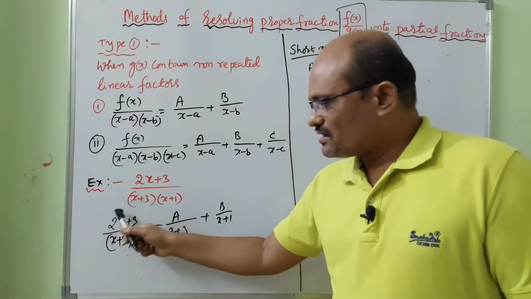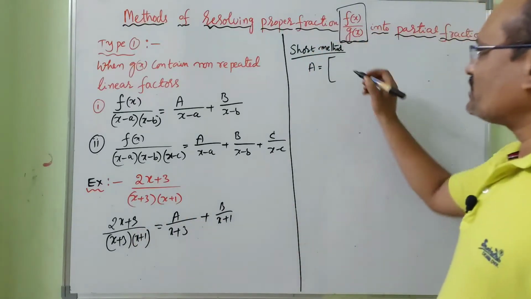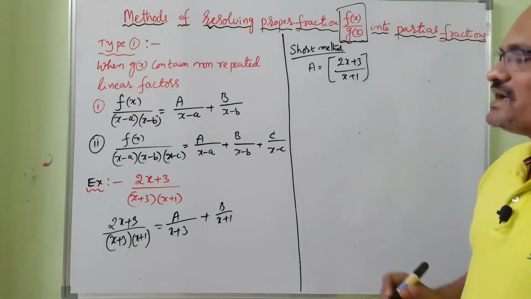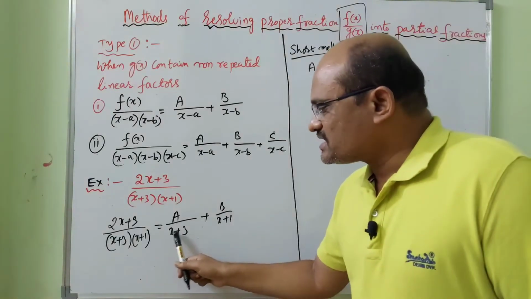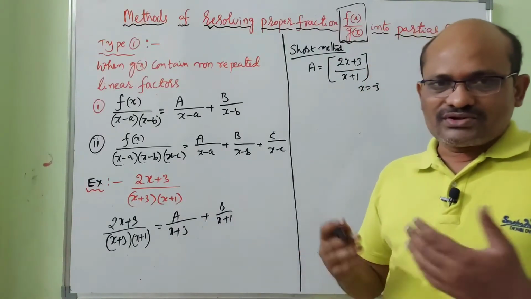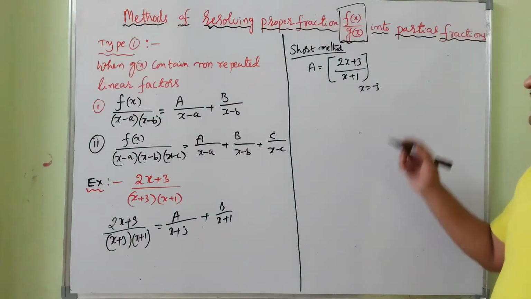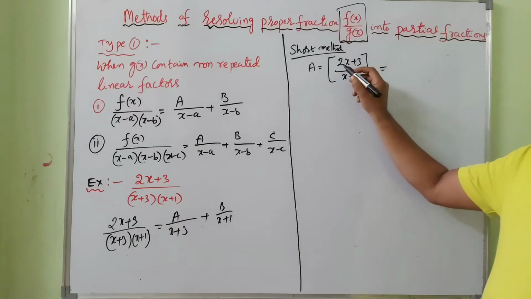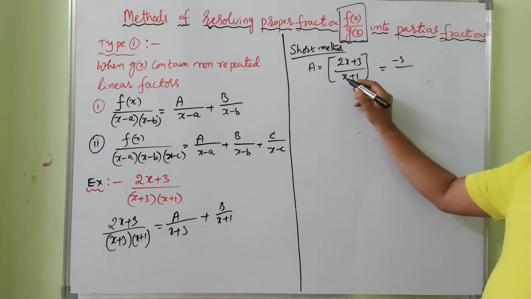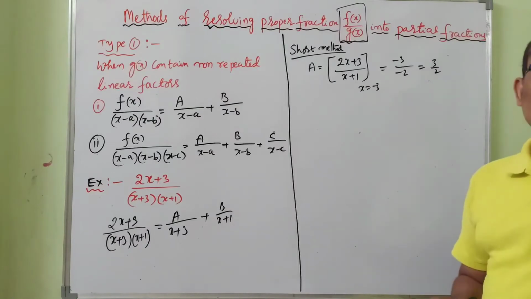Students, please observe the LHS part. Just leave x plus 3, write the remaining. What you get? 2x plus 3 by x plus 1. Here what you have to substitute is x equal to minus 3. You take x plus 3 equal to 0, that means x equal to minus 3. You substitute minus 3, you will directly get a. Minus 6 plus 3 is minus 3. Minus 3 plus 1 is minus 2, you will get 3 by 2. Directly you got the value of a as 3 by 2.